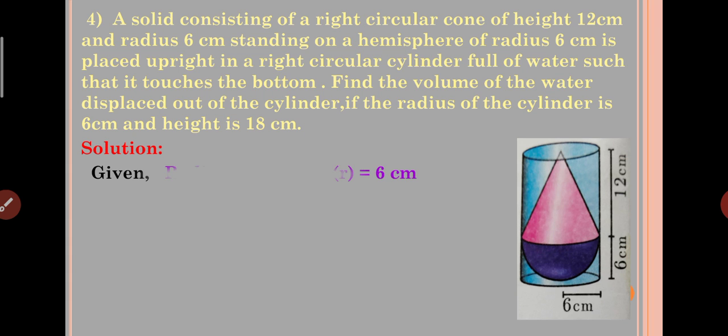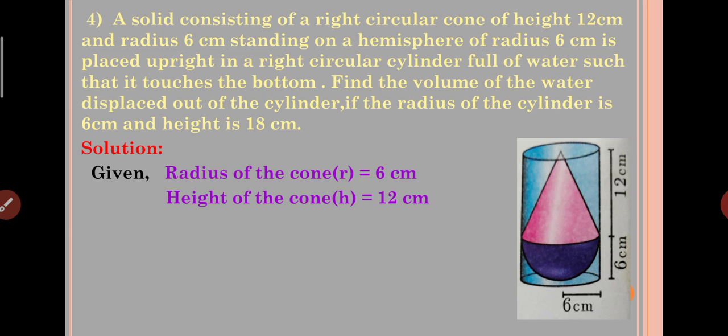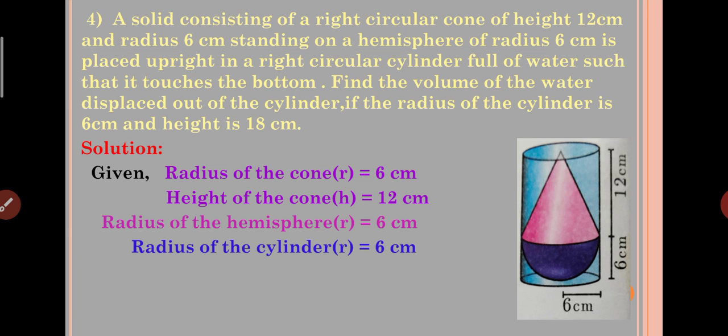Solution. Take and write the given things. Radius of the cone, R, 6 cm. Height of the cone, H, 12 cm. Radius of the hemisphere, that is also 6 cm. All are the same, so I am keeping R in both places. Radius of the cylinder is also R, because the radius of the cylinder is also 6 cm. So R is common, we can have a common name. Height of the cone is 12 cm, small h, that is 12 cm.